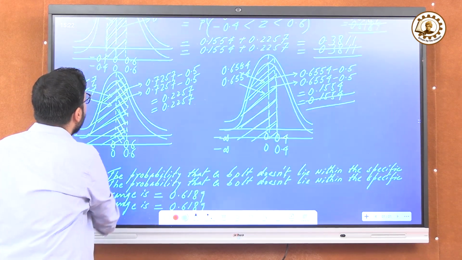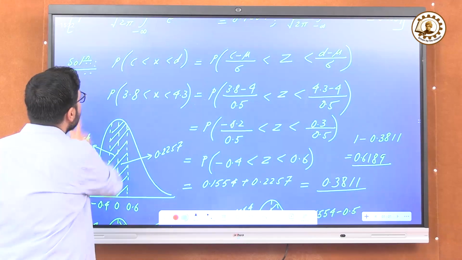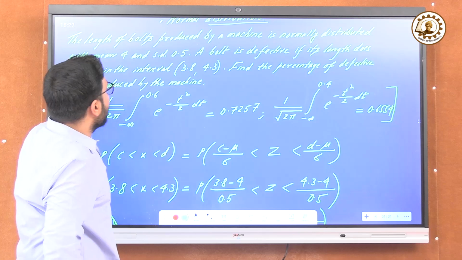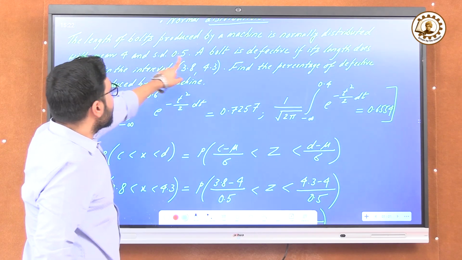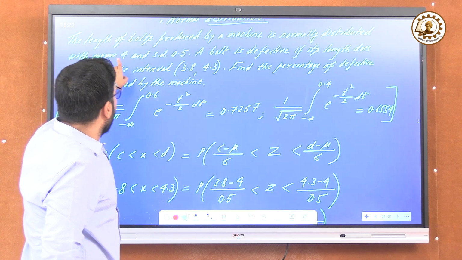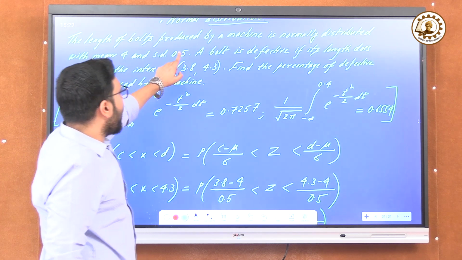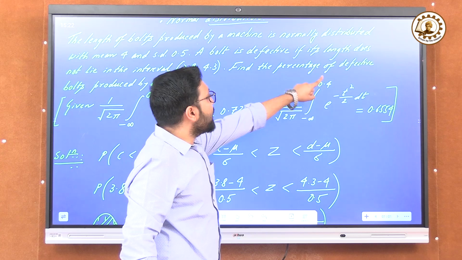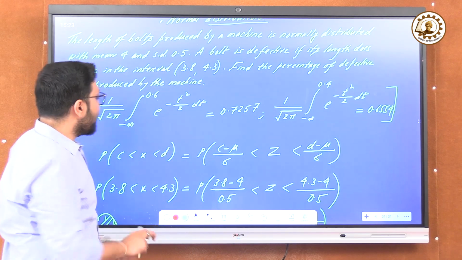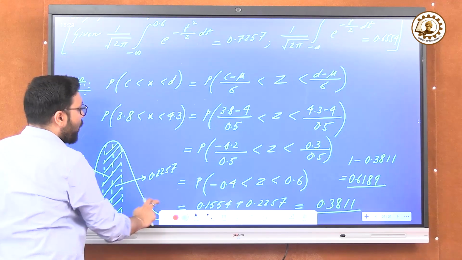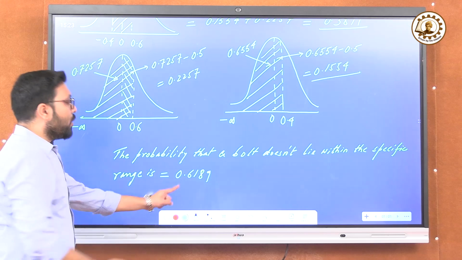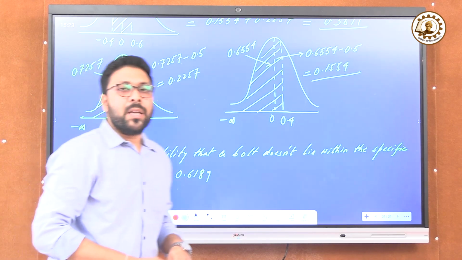Now you see the question once again. As per the question, the length of the bolts produced by a machine is normally distributed with mean 4 and SD 0.5, and you are supposed to find out the percentage of defective bolts produced by the machine. So the answer would be 61.89% of the bolts are not within this specific range.